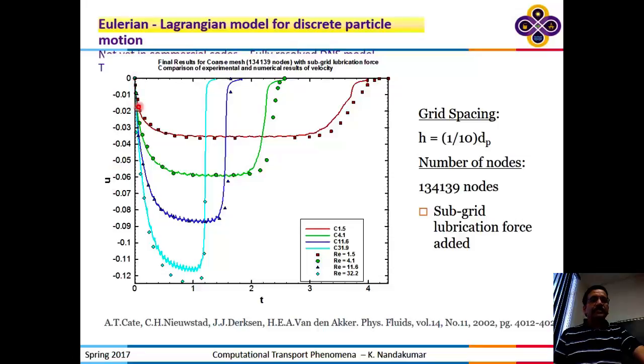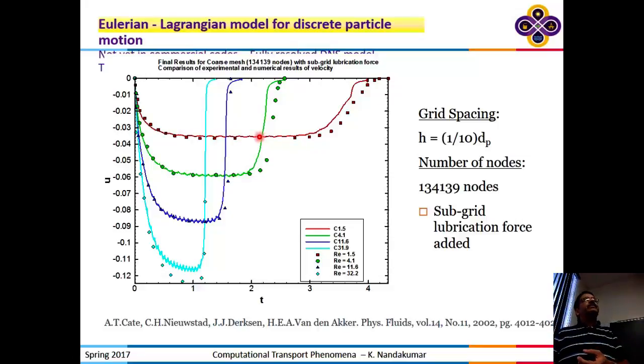It accelerates. Because it's going down, because of the choice of the coordinates, it looks like a negative velocity, but imagine it just as an absolute value. Starts at zero, it accelerates, and then the velocity becomes constant. That's when the drag and the weight are balanced. You have a terminal settling velocity.